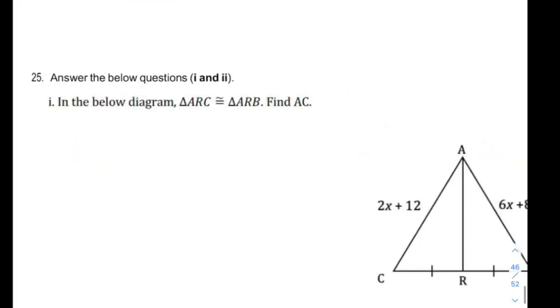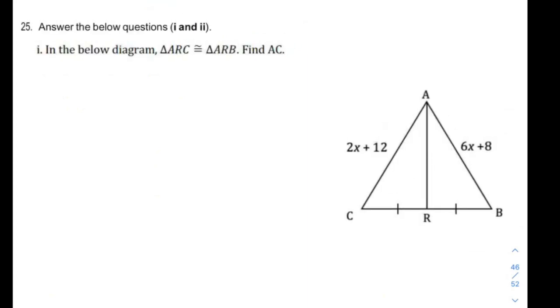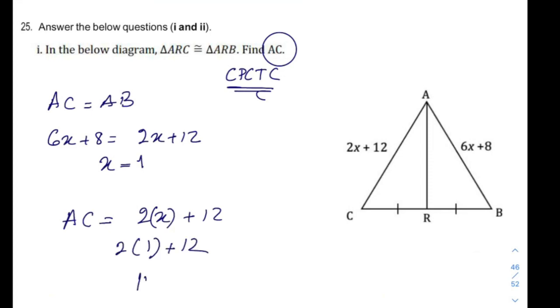Exterior angle. In the diagram below, triangles are congruent, mentioned clearly. Find AC. Since triangles are congruent, then by CPCTC, as a result of congruence, AC is equal to AB. That means 6x plus 8 is equal to 2x plus 12. When you solve, x will be 1. Now he is asking to find AC. Remember, AC is 2x plus 12, replacing x by 1. So it is 14. AC is 14.